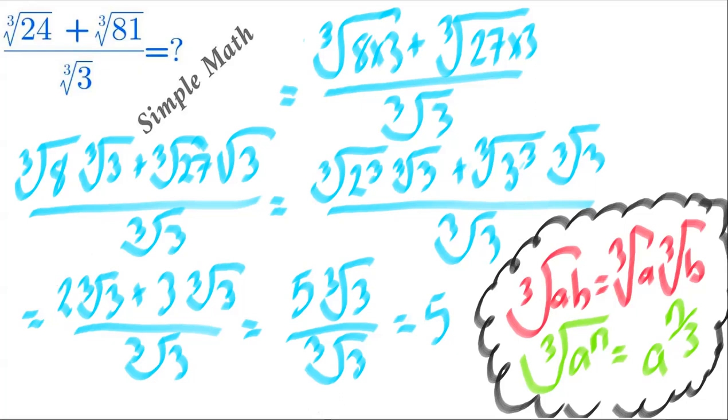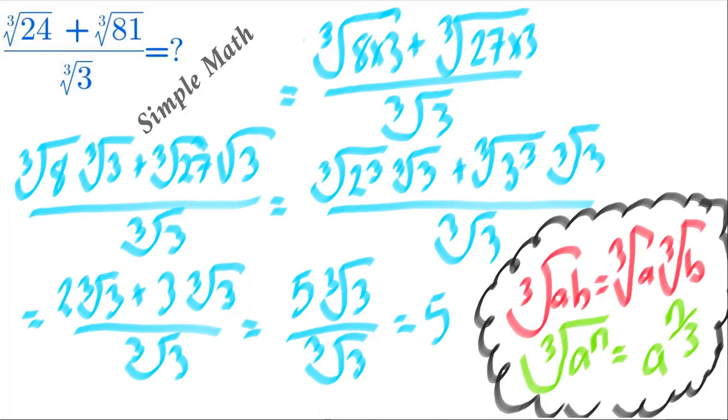Same thing, we can do it here. The power 3 divided by degree 3, so the 3's will cancel. It will be 3. And the cube roots, they are still there. Now here we have 2 cube root 3 and 3 cube root 3.